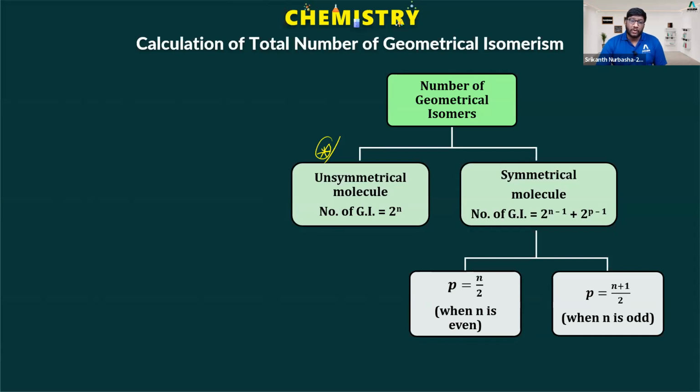So I'll give you an example. Try to figure out. CH3, CH double bond CH, CH double bond CH, CH double bond CH, Ph. Find out the number of geometrical isomers.